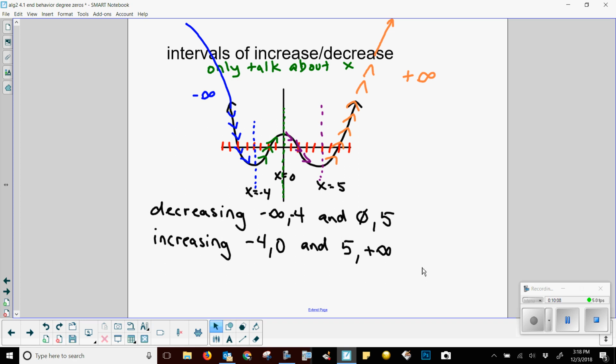And literally all you have to do is find where these changes happen and make note of where they are. And just know that you have negative infinity and positive infinity on this side. And you just tell me from here to this first marker, what's happening. From this marker to this marker, what's happening. From here to here, what's happening. From here on, what's happening. It's either increase or decrease.